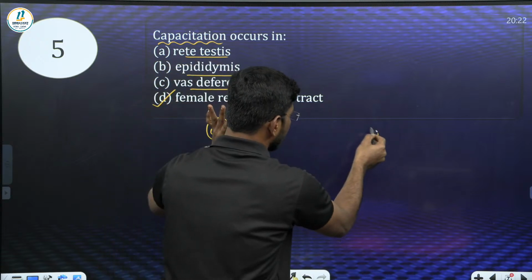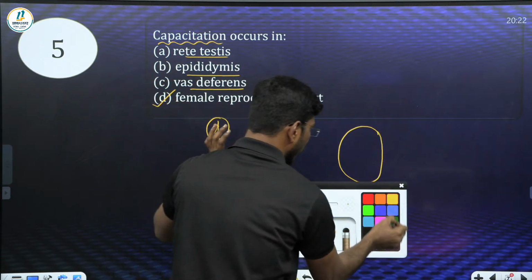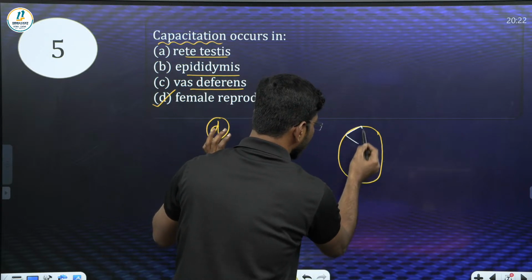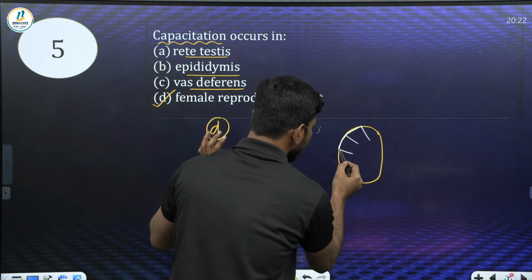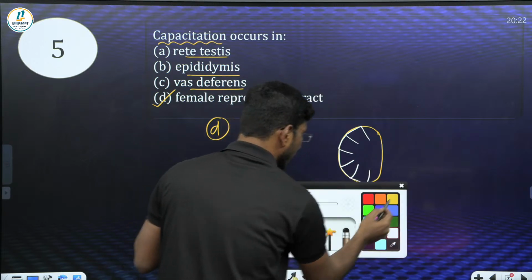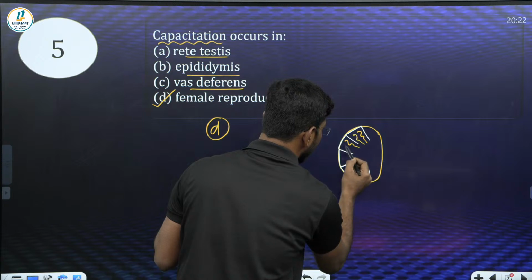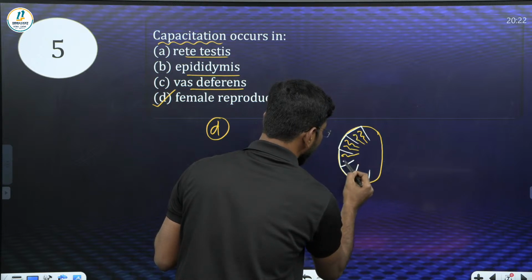Look here, all of you. This is the testis. The testis is divided into a lot of lobes, right? Testicular lobes like this. Inside each testicular lobe, what is there, my dear? Seminiferous tubules are there, right? Like this. All the seminiferous tubules are fused to form the rete testis, right? Rete testis like this.